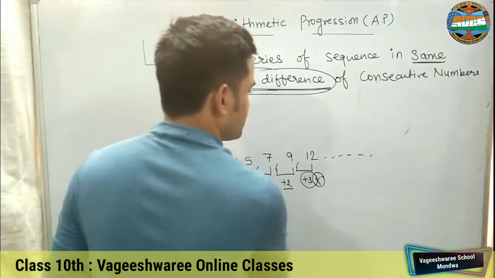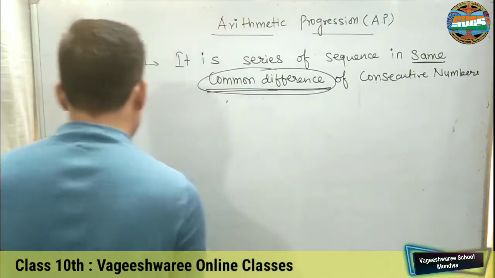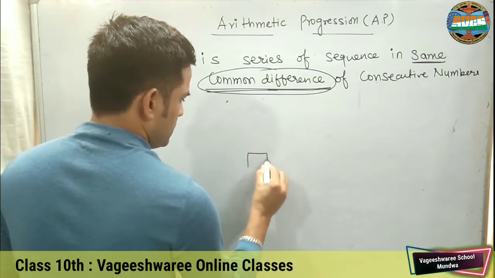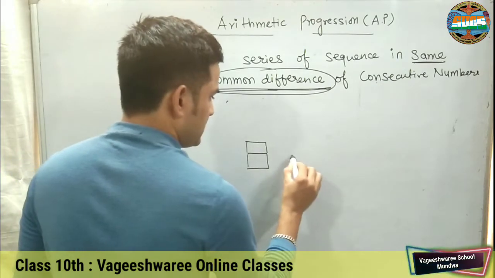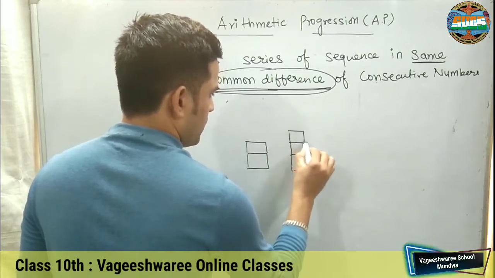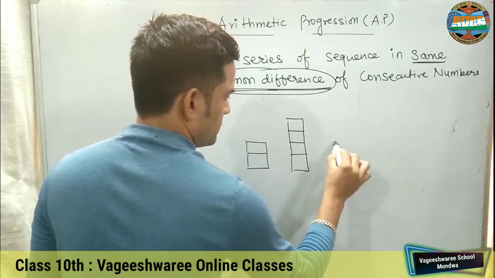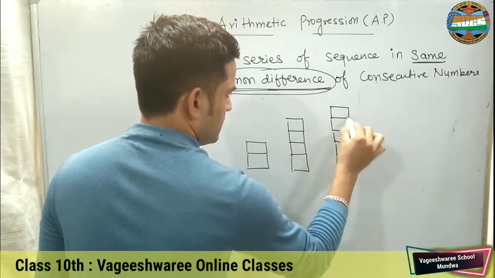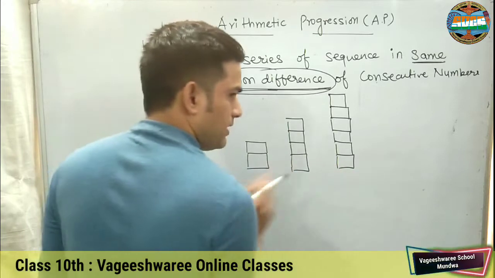We can discuss it with a diagram. Just like, in a series the first has 2 boxes, the next series has 4 boxes, and the next series is arranged in 6 boxes. This series is in AP.